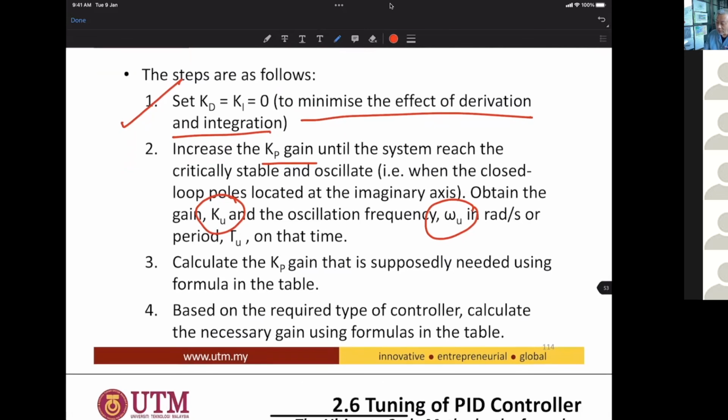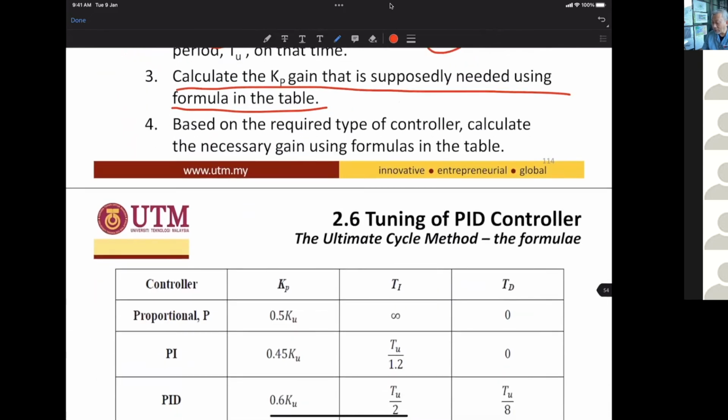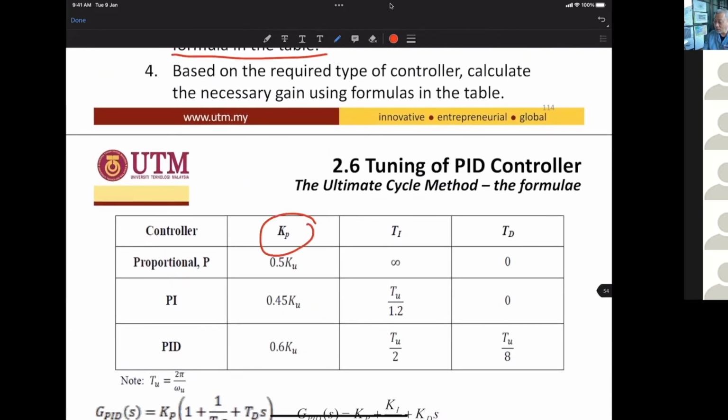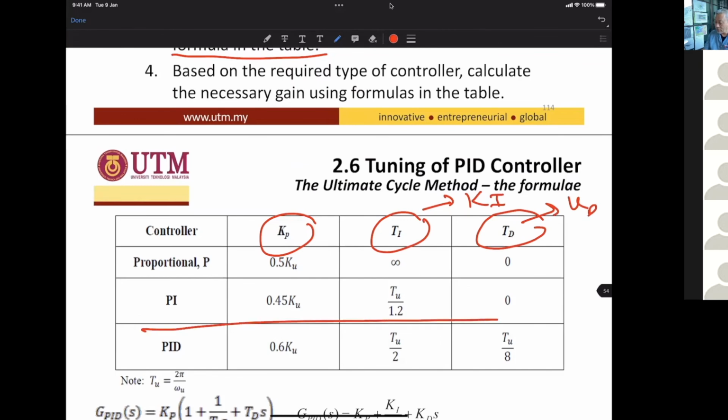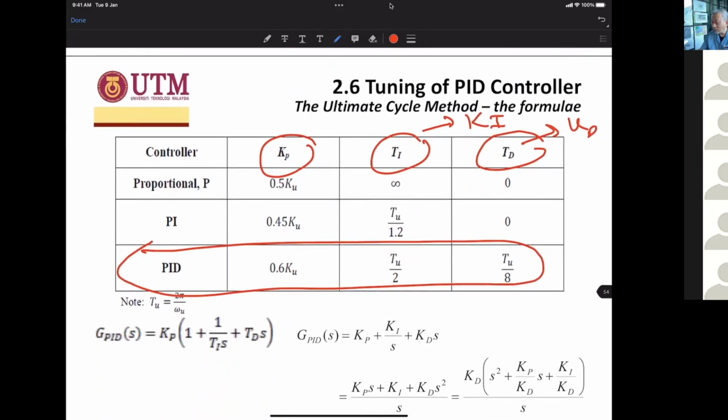Then calculate the Kp gain again, using the formula in the table. The table must be included in the test and in the exams if you want to calculate the Kp, Ki, and Kd. Table of the Ziegler-Nichols. Based on the required type of controller, we can use this table for Kp, for Ti and Td. Ti will go to Ki, Td will go to Kd. So you need to have these values, 0.6 Ku, Tu over 2 and Tu over 8. Standard table for the ultimate cycle method.